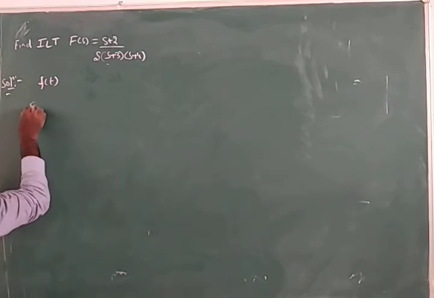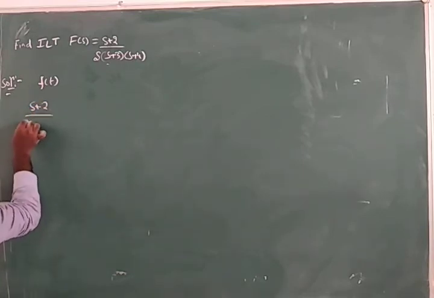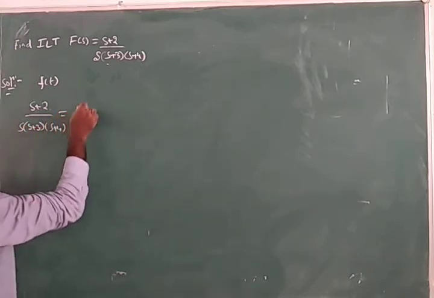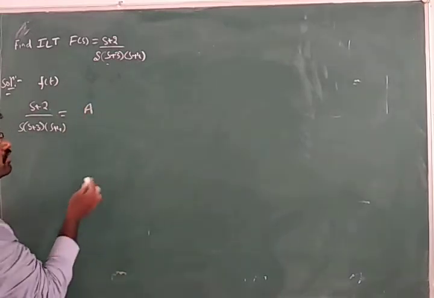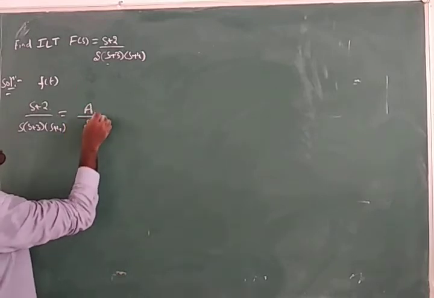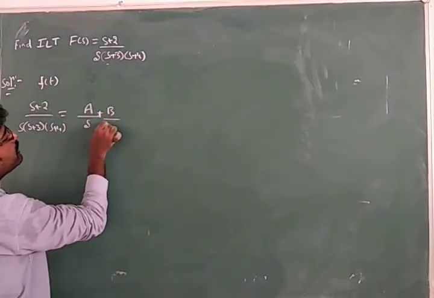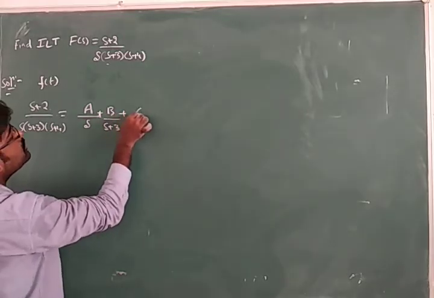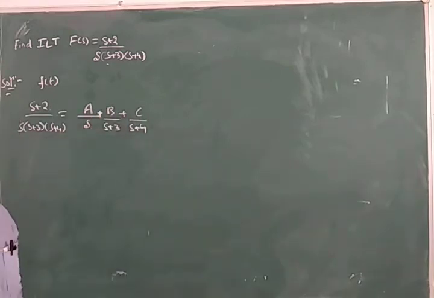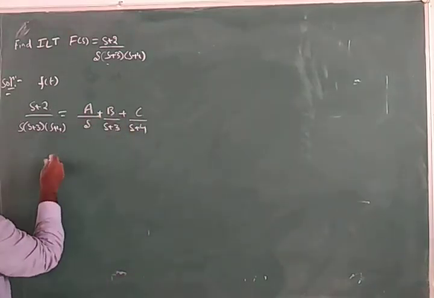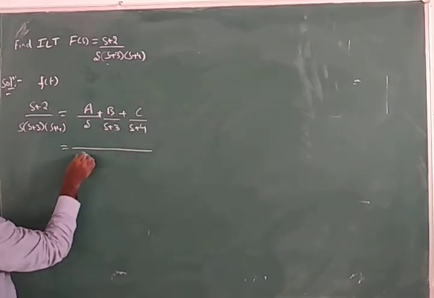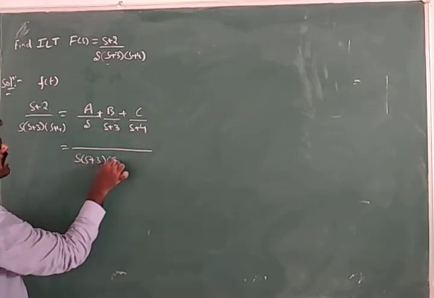Write the given function (s plus 2) divided by s into (s plus 3) and (s plus 4). This is nothing but, how to write the given equation in partial fraction, you already know. Select the constants as A, B, C: A divided by s plus B divided by (s plus 3) plus C divided by (s plus 4). This is how we write the partial fraction. Then take the LCM: s into (s plus 3) (s plus 4).